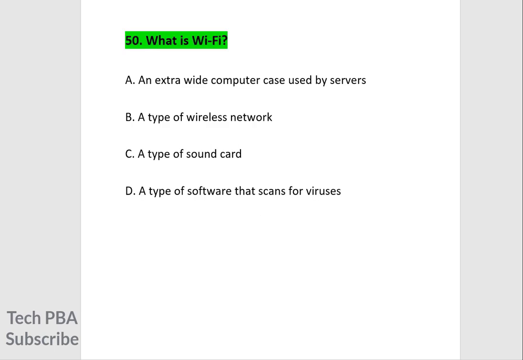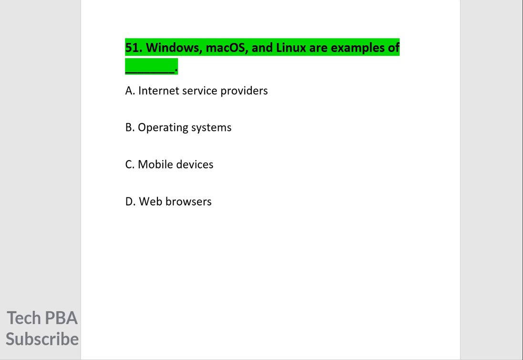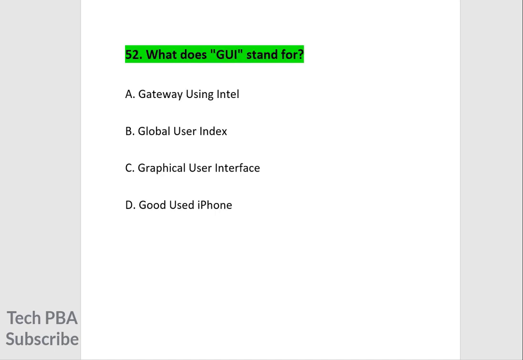Question number 50. What is Wi-Fi? Correct answer is option B, a type of wireless network. Wi-Fi actually stands for wireless fidelity. So it's a type of wireless network. Wi-Fi. Correct answer, option B. Question number 51. Windows, macOS, and Linux are examples of... The correct answer is operating systems. So correct answer, option B, operating systems.